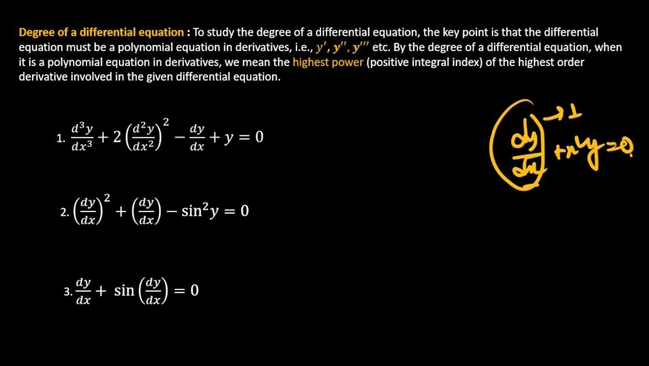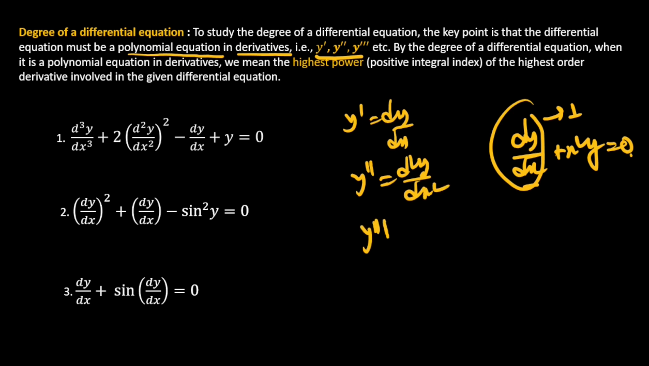If you look at the definition of the degree, the rules are clear. To determine the degree of the differential equation, it must first be expressed as a polynomial equation in its derivatives, that is y dash, y double dash. Y dash means dy/dx, y double dash means d2y/dx2, y triple dash means the third order derivative. This is a simple form we use in differential equations. So it must first be expressed as a polynomial equation in derivatives, that is y dash, y double dash, y triple dash, etc.